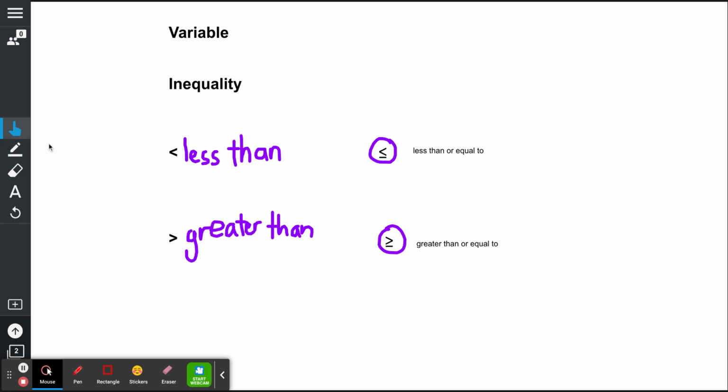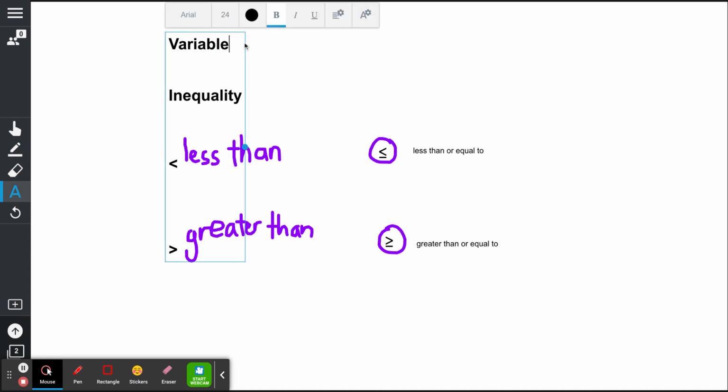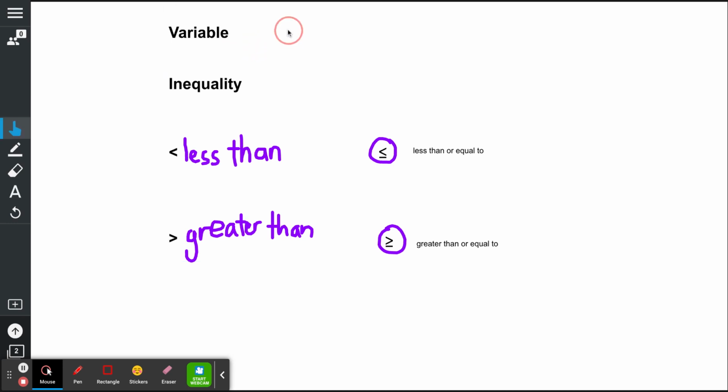The word variable up here, variable is when you have a letter or symbol that represents a number. Just in case you need to know that information for later, I am going to type that out: a letter or symbol that represents a number. So it represents a certain value. And I am going to move that right here so you'll know that that's what that is equal to. All right, so we have the definitions out of the way.